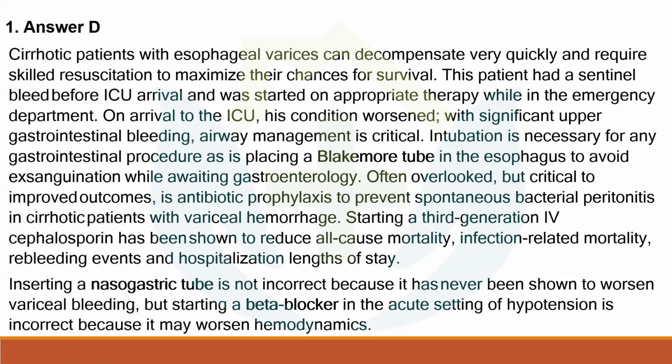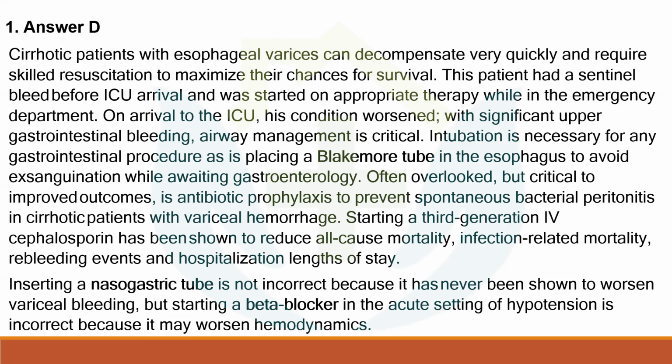Cirrhotic patients with esophageal varices can decompensate very quickly and require skilled resuscitation to maximize the chances of survival. This patient had a sentinel bleed before ICU arrival and was started on appropriate therapy in the ED. On arrival to the ICU, the condition worsened with significant upper gastrointestinal bleeding. Airway management is very critical. So intubation is necessary for any gastrointestinal procedure such as placing a Blackmore tube.